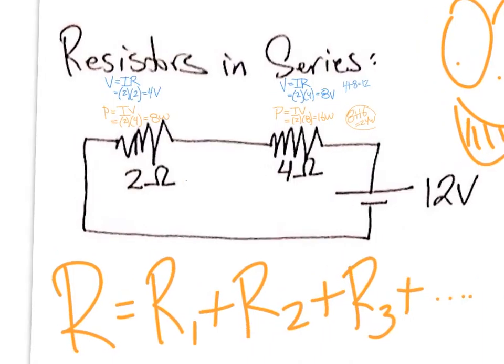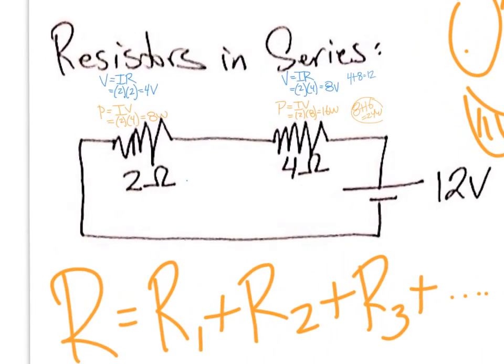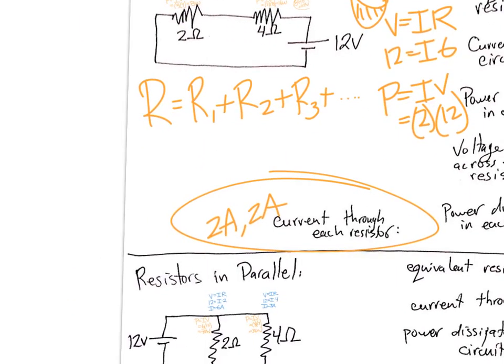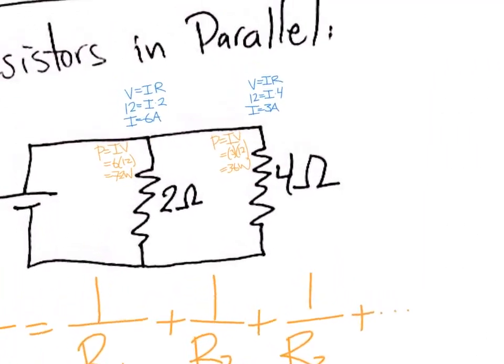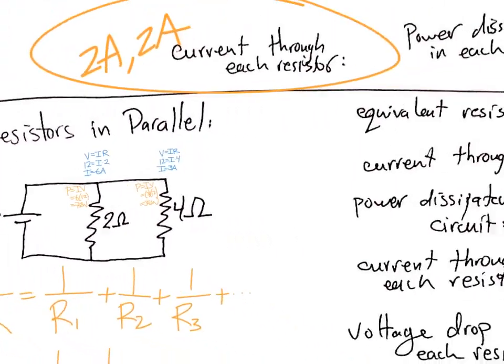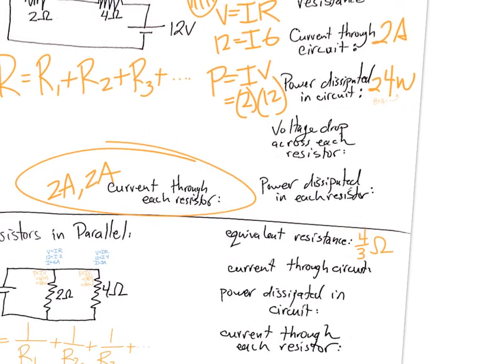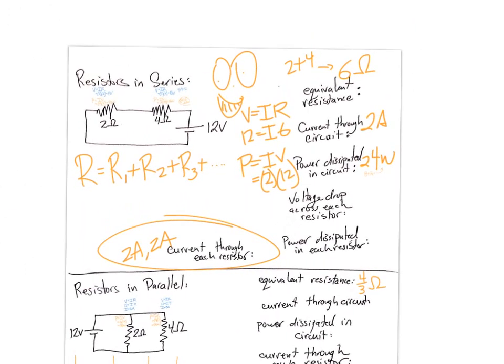Up here we had a 2 and a 4 ohm resistor, and together they made 6 ohms of resistance. Down here we have a 2 ohm and a 4 ohm resistor, and together they make 4/3 ohms, which is much less. I know this is all over the place. This is much less than this. And this is because there's now a choice of paths, and the current only passes through one, not through both.